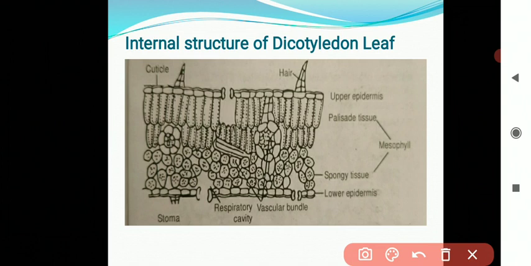Now the second region, which lies between the two epidermis, is called the mesophyll tissue. This tissue from the upper epidermis to the lower epidermis, this innermost part of the leaf, is called the mesophyll tissue. It is chlorophyllous tissue that lies between the upper and lower epidermis and is differentiated into two types of tissue: first palisade tissue and second spongy tissue, or we can say palisade parenchyma and spongy parenchyma.